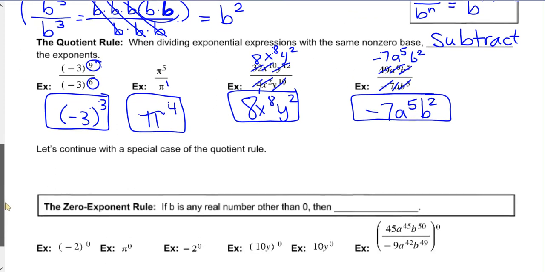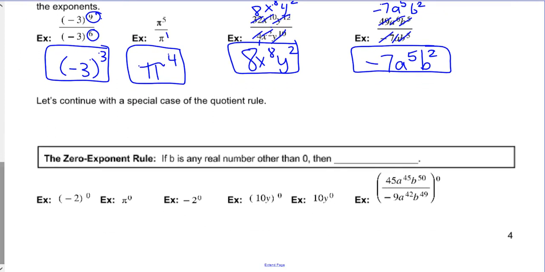These kind of go pretty fast. Hopefully you remember them from Algebra 1, these rules. Now, we're going to continue with a special case of the quotient rule. And I just said earlier that if I wanted a value of 1, that could be found by taking 5 over 5, 10 over 10. That gives me 1. Okay?